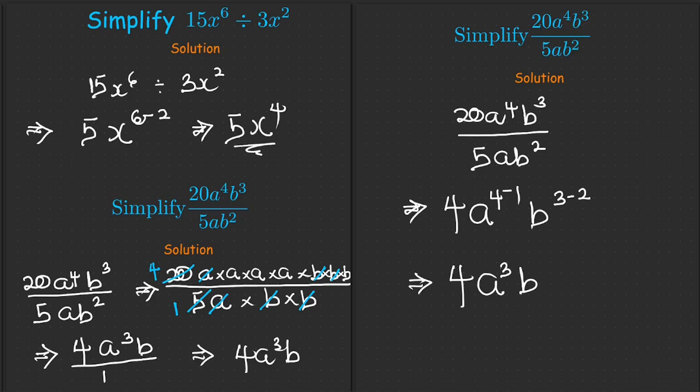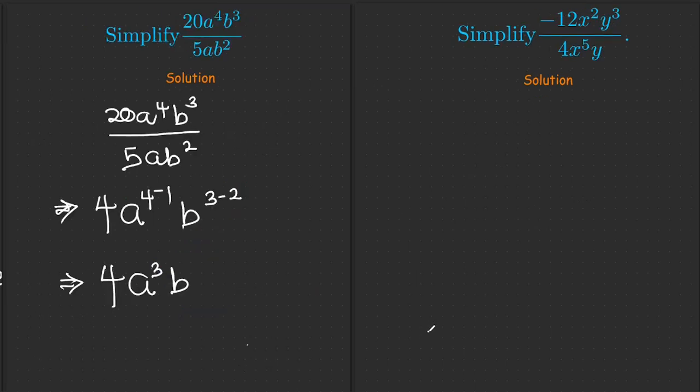Let's try one last question that will have to do with the numerator being a negative number. So this is what we have here, and it says negative 12x squared y cubed all over 4x to the power 5 y. How do we go about it? So negative 12x squared y cubed all over your 4x to the power 5, then y.